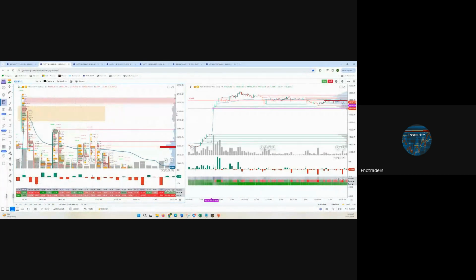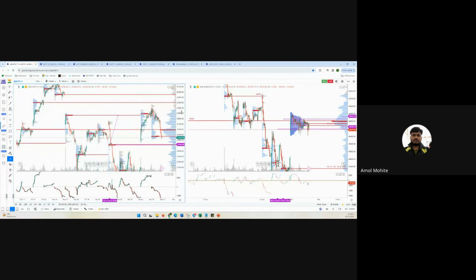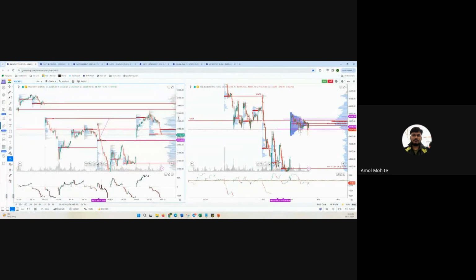You'll miss a trade. Yeah, and in some cases, can we consider the VPOC as our stop loss, if we have taken the entry above the VPOC? Can we consider VPOC as a stop loss?